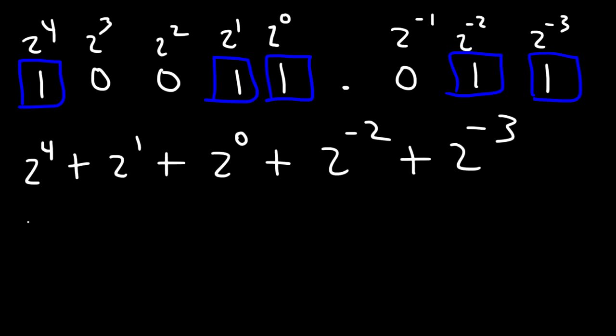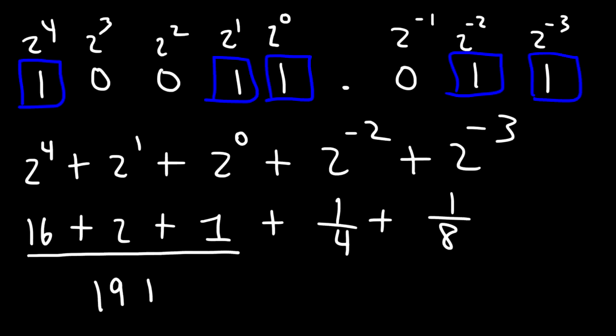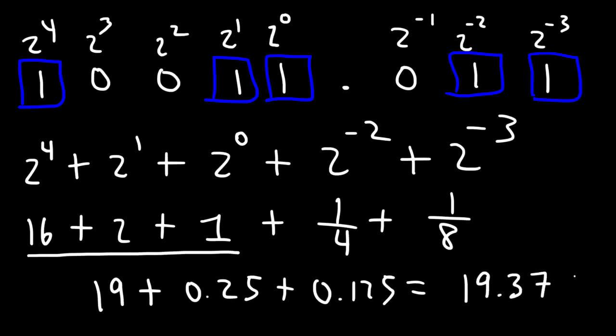2 to the 4th power is 16, and 2 to the 1st power is 2, 2 to the 0 power is 1, and then 2 to the negative 2. If 2 squared is 4, 2 to the negative 2 is 1 over 4. And if 2 to the 3rd power is 8, 2 to the negative 3rd power is 1 over 8. So we have 16 plus 2 plus 1, so that's 19. And then 1/4 is 0.25. And 1 over 8, we said that was 0.125. So adding these three numbers is going to give us the final value of 19.375.